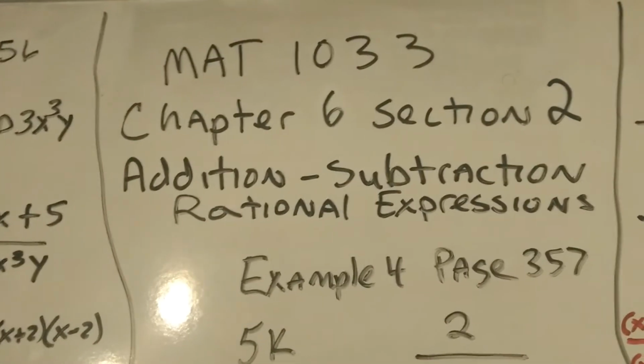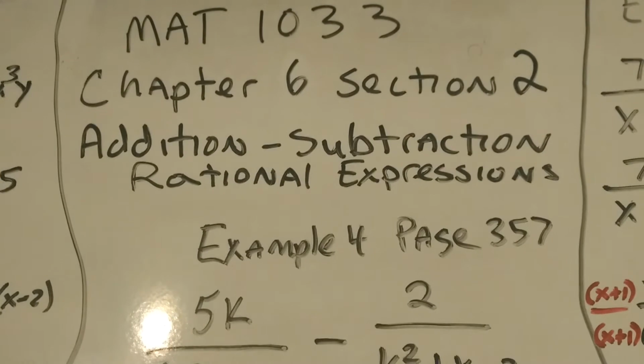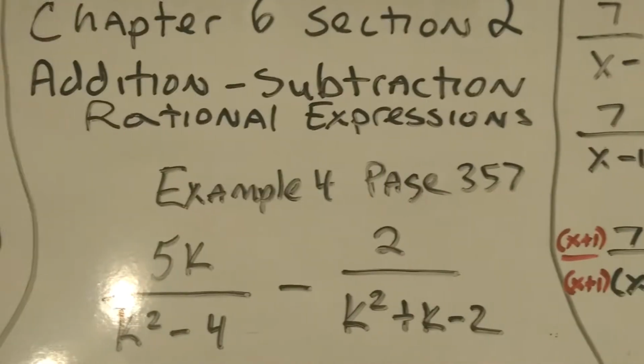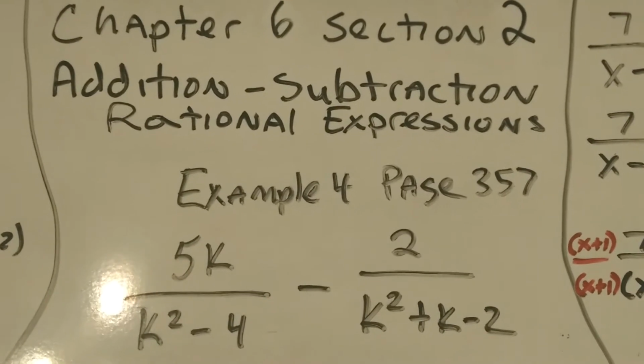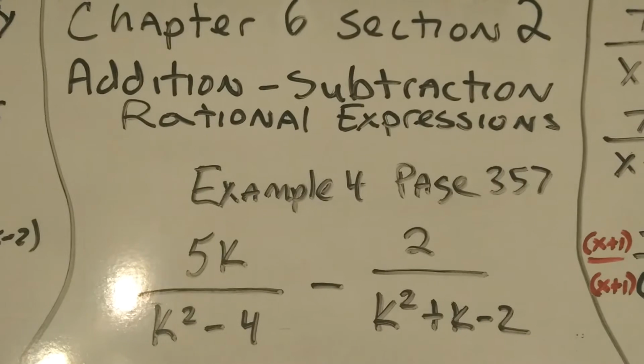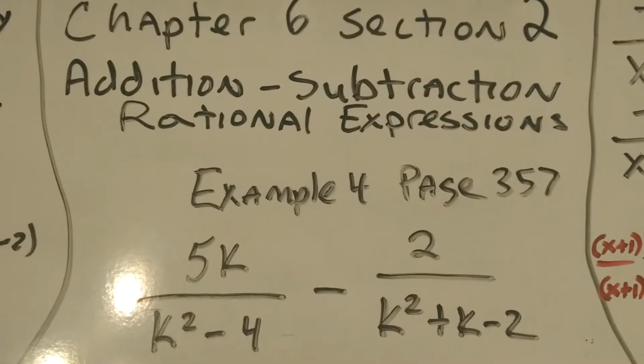Math 1033, Chapter 6, Section 2, which is addition and subtraction of rational expressions. Remember what I said before, rational expressions are nothing more than fractions with variables. So in order to add and subtract rational expressions, we've got to get a least common denominator, just like we do with numbers.